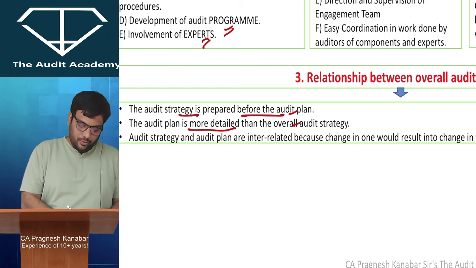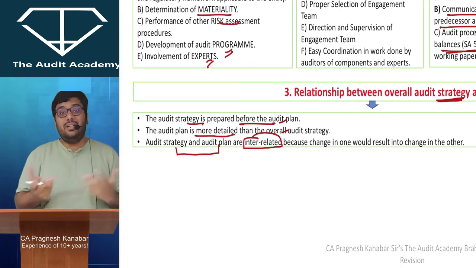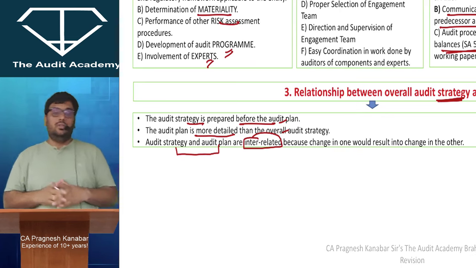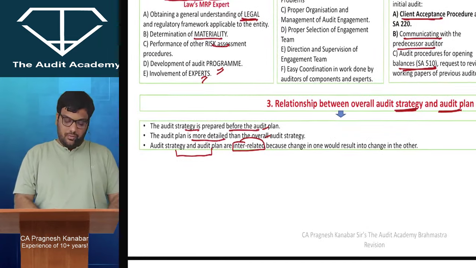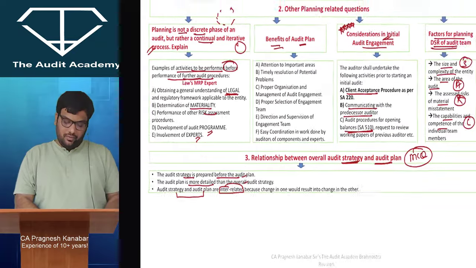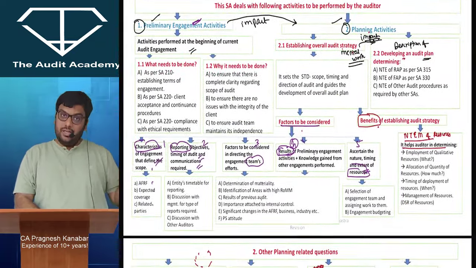But in practical life, we also know that audit strategy and audit plan, both of them are interrelated. Changes in one may affect the other and they may not necessarily be sequential processes. So all these three points, all right, are correct. Okay, so remember this for the MCQ part. Conceptually also I've convinced you on these points. So these concepts are about planning and strategy.